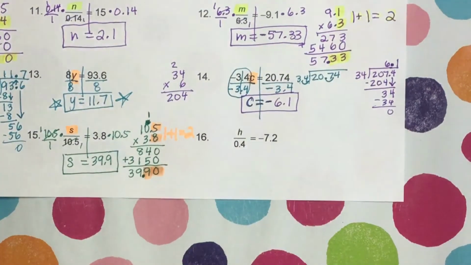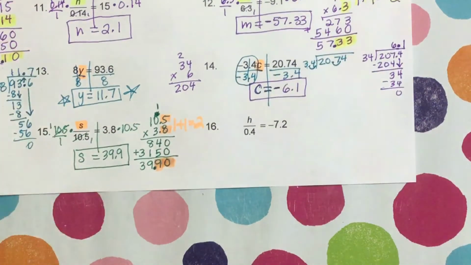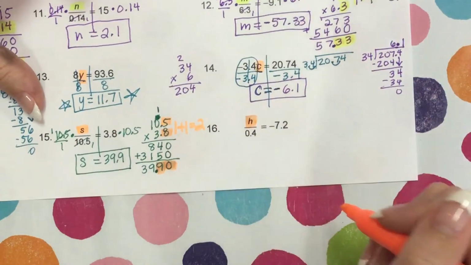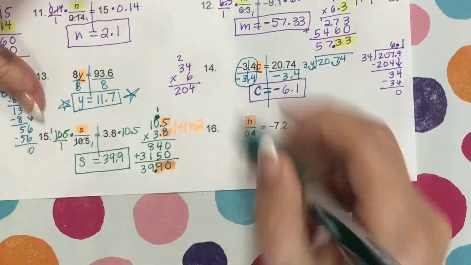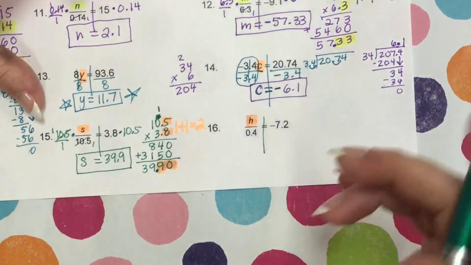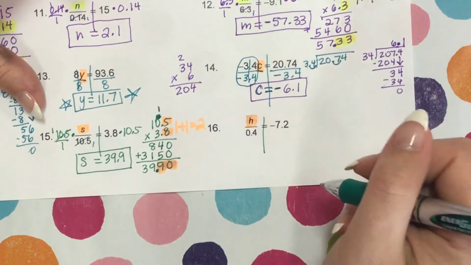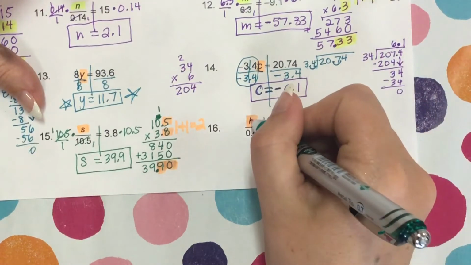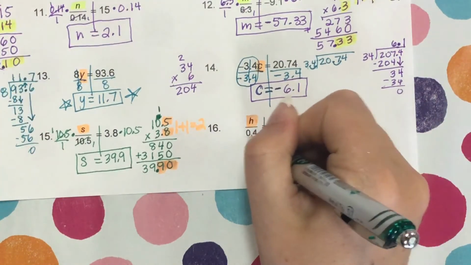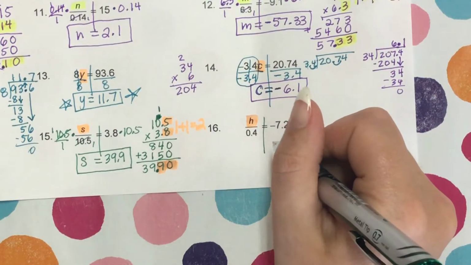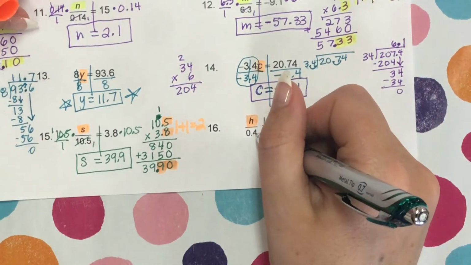Okay, the last one, problem number 16. We are trying to figure out what H is. So to do that, we've got to get H by itself on this side of the equal sign. Is H by itself? Of course not. It is not by itself. So this is H divided by 0.4. There's 0.4. How is it related? It's related through division. So what is the inverse operation of division?